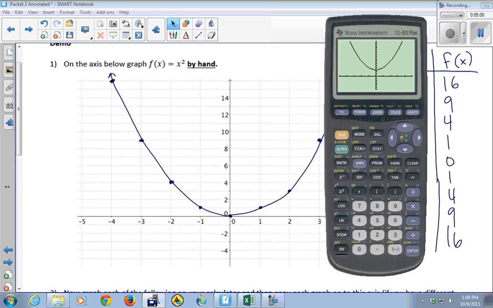Compare how that picture looks to my picture of just plain old x squared. How does it look different? It's above the origin. Yeah, the whole thing got moved up a little bit.